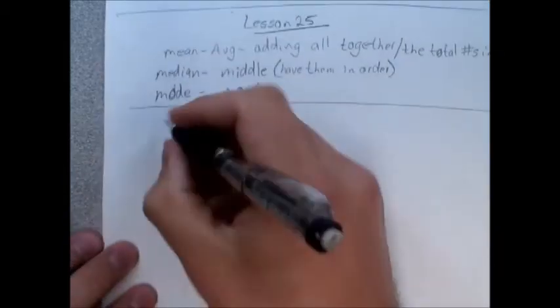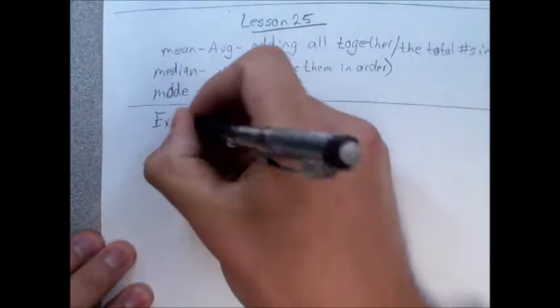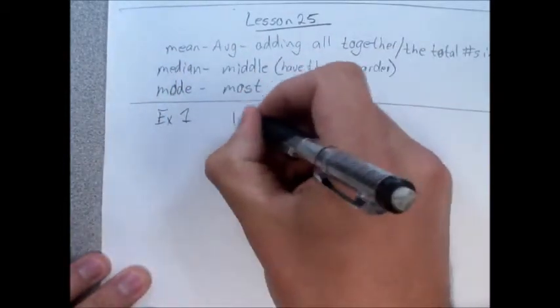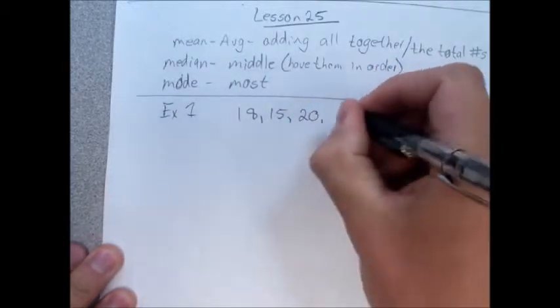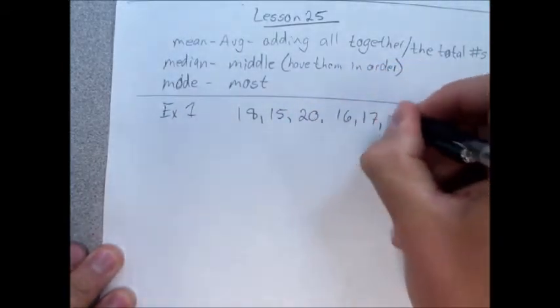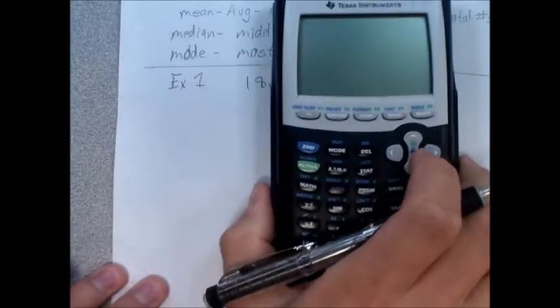We're going to move on to example 1 for lesson 25. Okay, it gives us this list of numbers: 18, 15, 20, 16, 17, 19, and 19. So I'm going to show you a few more things on the calculator that might help us with this data set.